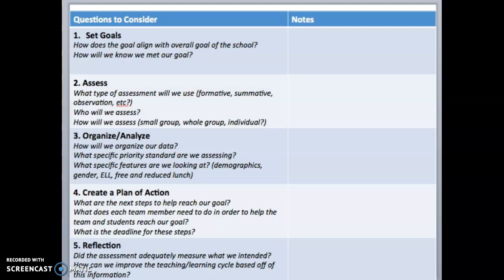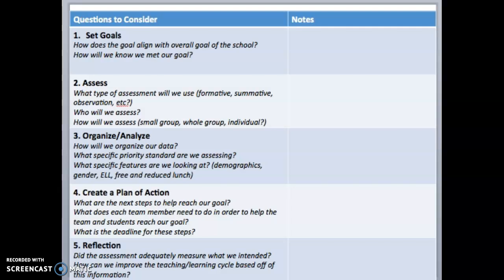So number one, setting goals. How does the goal align with the overall goal of the school? And then teachers will discuss how we will know if we have met our goal. Next would be to assess, and teachers would need to discuss what type of assessments they will use, who will be assessed, and then how will they assess.